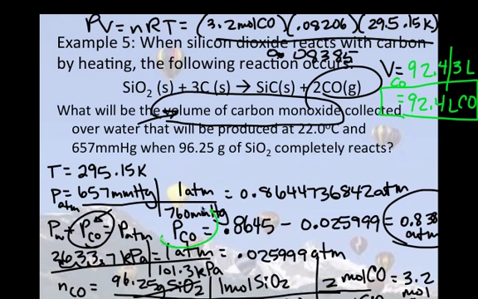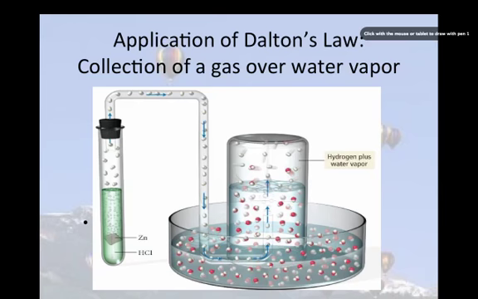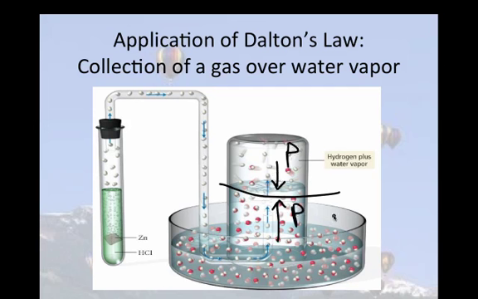First we have to use the atmospheric pressure and the water vapor pressure to figure out the pressure of just the carbon monoxide. So when you collect a gas over water, we want the pressure inside to be equal to the pressure outside, otherwise that line inside the tube of glass is moving. So this line right here is going to move until the force pressing down is equal to the force pushing up.